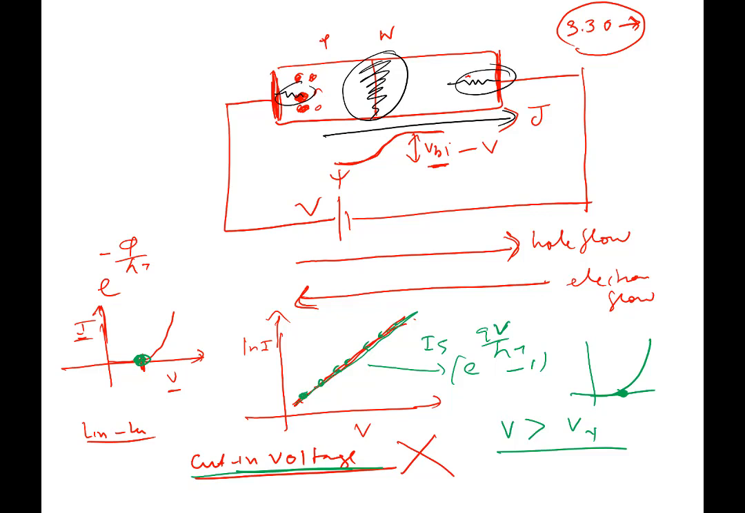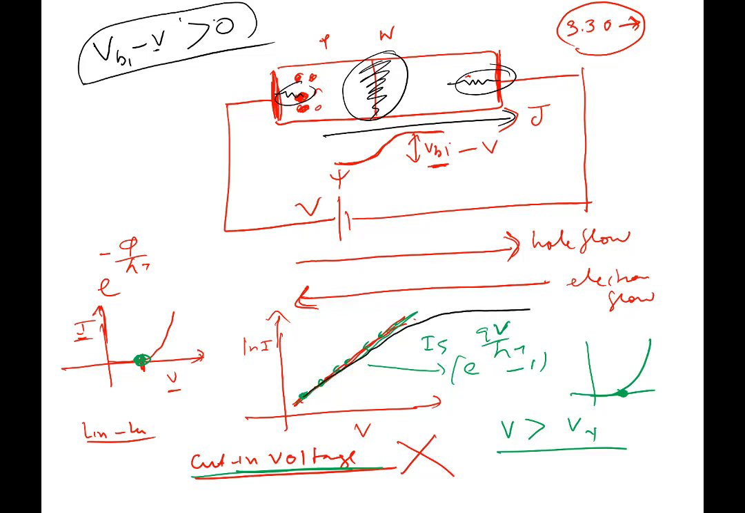So in fact, under most conditions, V is always less than or equal to VBI under forward bias. VBI minus V is always greater than 0. There's always a barrier. You don't end up eliminating the barrier. Before you get to when V becomes very close to VBI, you start getting something like this, and current starts saturating. It doesn't increase, and there are drops which start occurring somewhere else. Okay, so if time permits, we can see that later on.